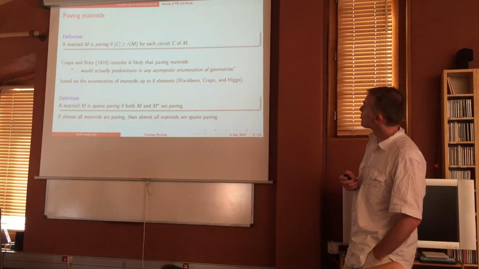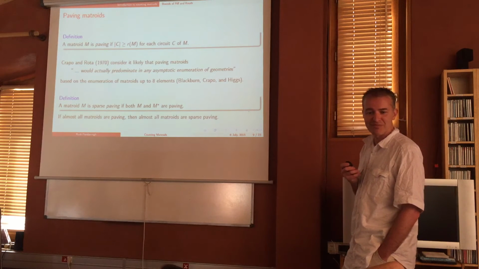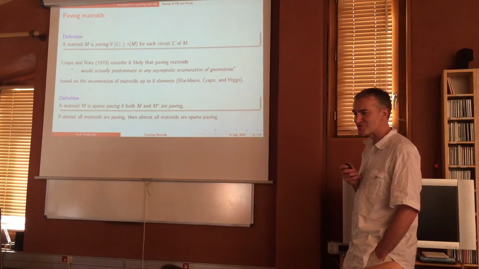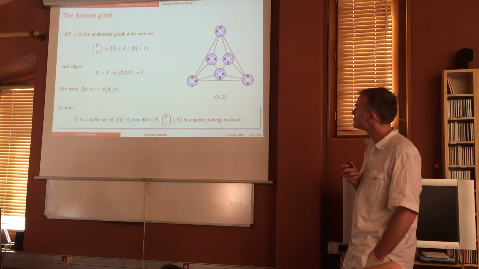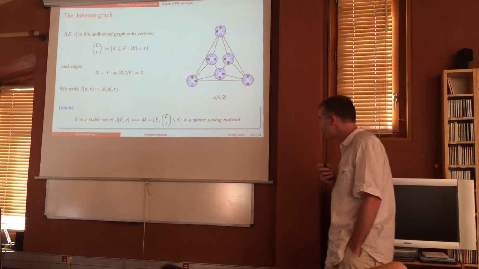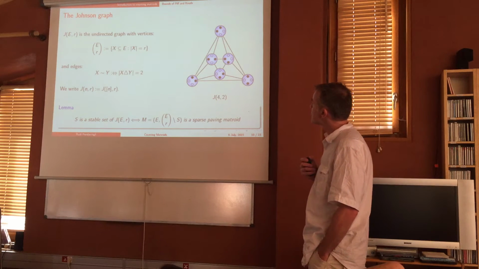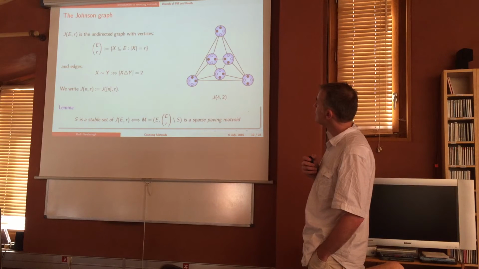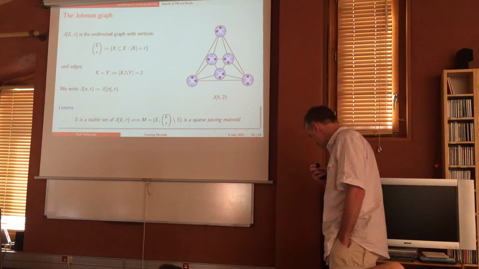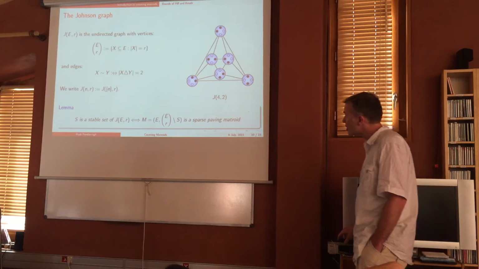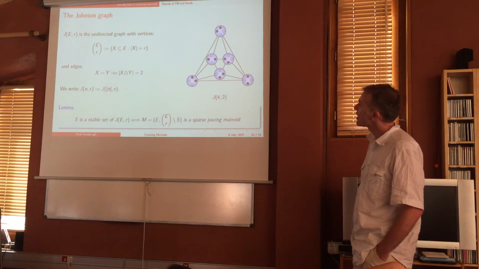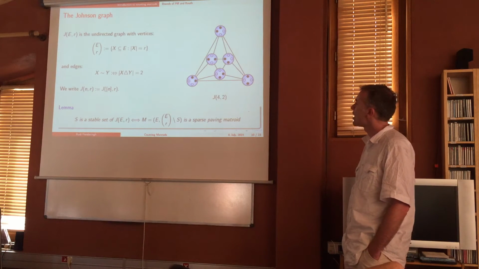Well, I don't have a good upper bound on sparse paving matroids yet, so they seem a likely class to give a lower bound. Now, how do you create a sparse paving matroid? Well, what you need to realize is that sparse paving matroids correspond one-to-one with stable sets in the Johnson graph.